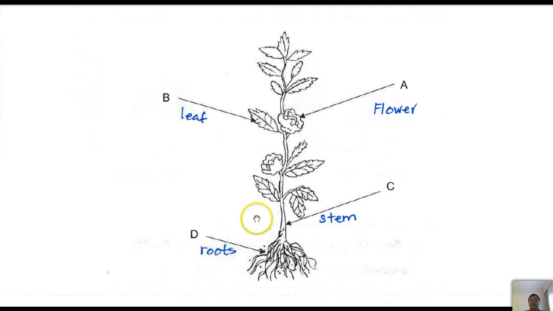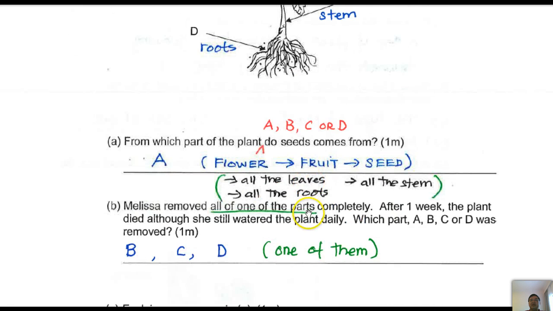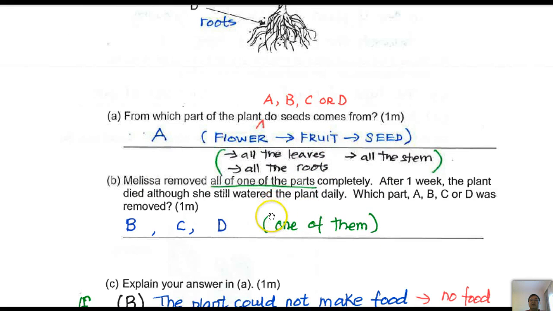So each time, if she has to remove, let's say, the flower, every flower she sees, she will pluck it off. This is what it means. Okay, so she did them completely. After 1 week, the plant died, although she still watered the plant daily.